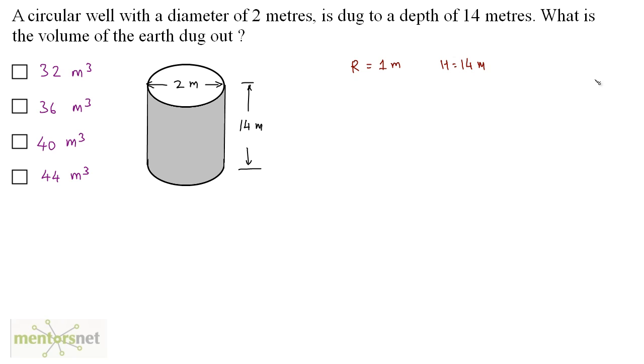Now you have been asked what is the volume of earth dug out. That means the volume of the cylinder. So volume of a cylinder is equal to pi r square h. Okay, so pi is 22 by 7, r is 1, and height is 14. 7 times 2 is 14. So 22 times 2 is 44. What will be the unit? Well, everything is in meters, so meters cube. That's the volume. Option D is the correct answer.